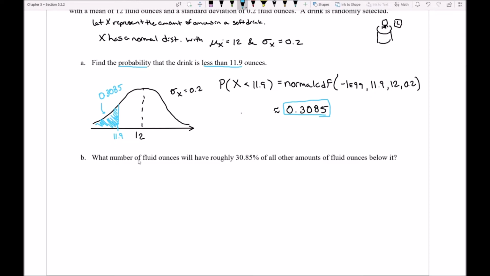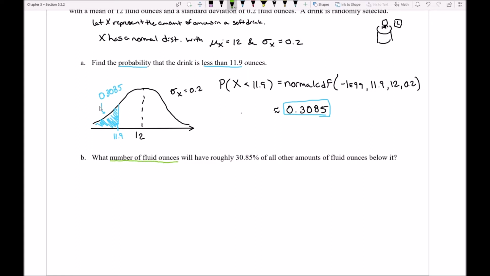What number of fluid ounces will have roughly 30.85% of all other amounts of fluid ounces below it? Okay, first off, that's a very strange sounding question. But one thing I should notice is that this question is not asking me to find a probability. What it's asking me to find is a number of fluid ounces.